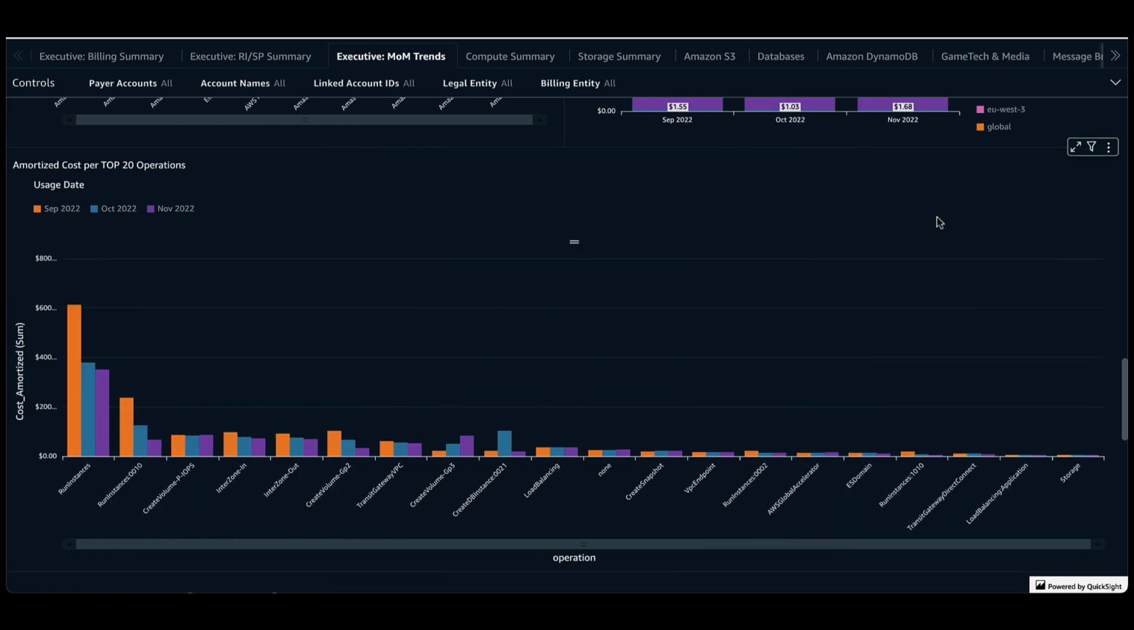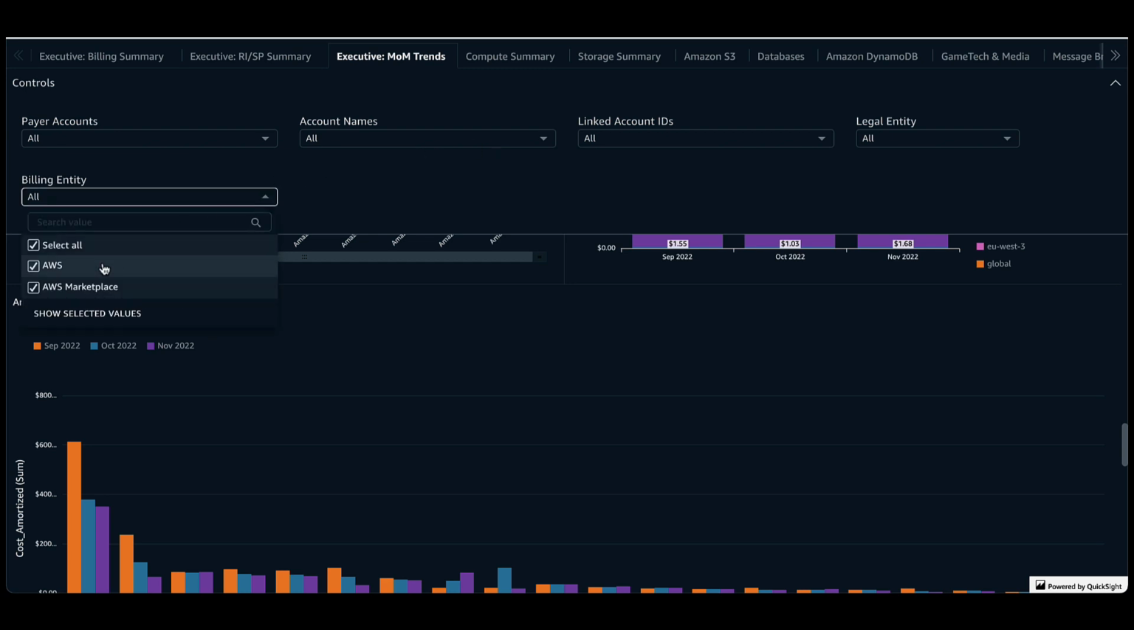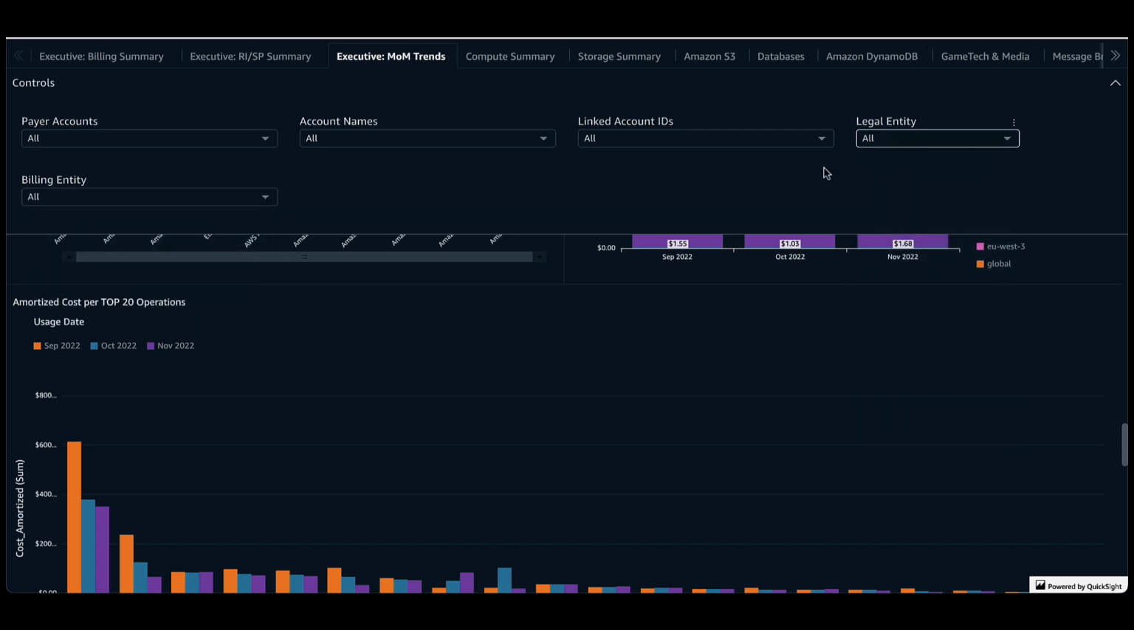There are a few other things which I'd like to mention about month-over-month trends is controls, where you can select different payer accounts, different linked accounts by name, by account ID, but you can also here filter whether you would like to include AWS Marketplace in the visuals or you want to focus only on AWS services spend. And you can also select different legal entities if you would like to focus on them.